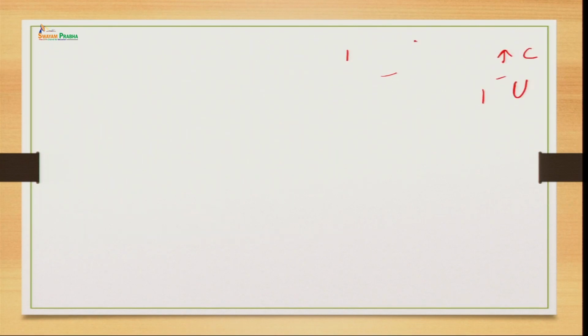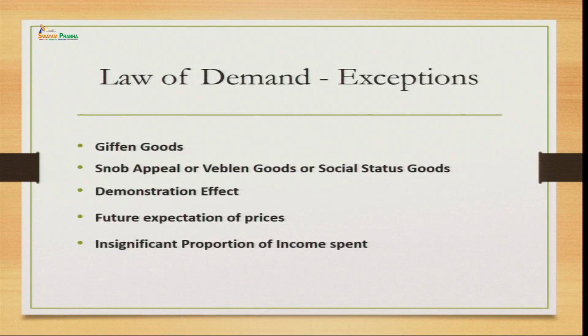Now, let us move to the next topic, where we are going to talk about the exceptions of the law of demand. Now, what are these exceptions? The law of demand says that whenever the price of any commodity increases, its demand decreases, but that is not the case in every situation. It is not possible that in each and every case the price of a commodity increases and its demand decreases. There are certain cases where this law of demand does not hold good.